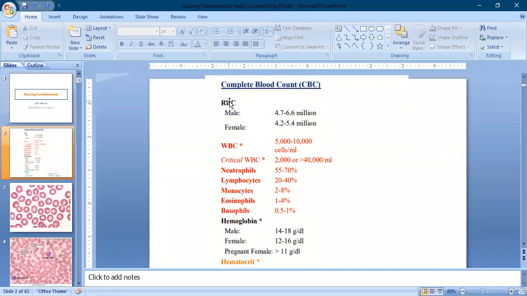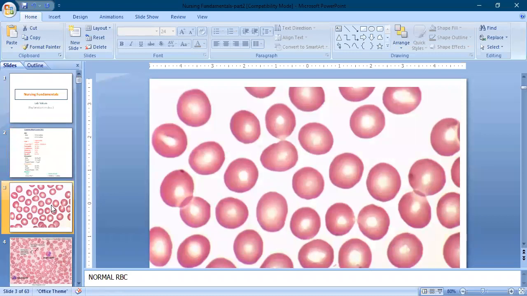So the red blood cell, shortly called RBC, or red blood cell. The normal red blood cell looks like this. They are ovoid shaped. They are very flexible, right? And they travel in your body through the blood. So blood contains the red blood cell.